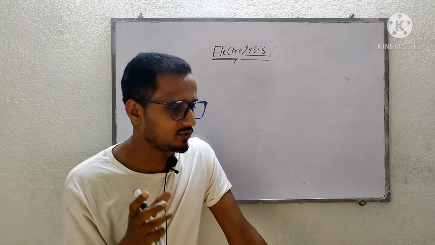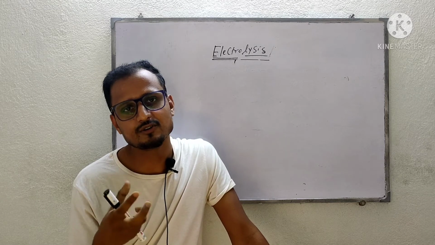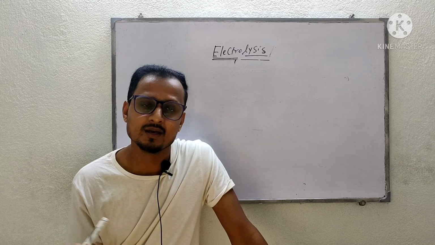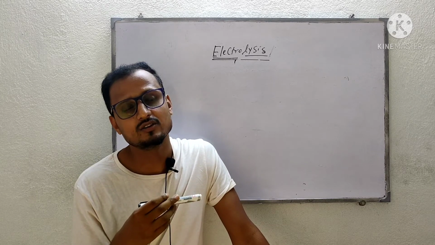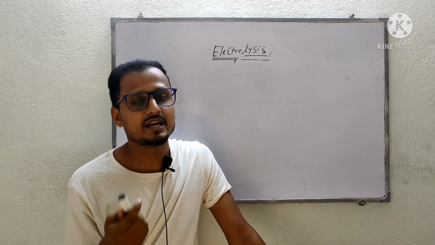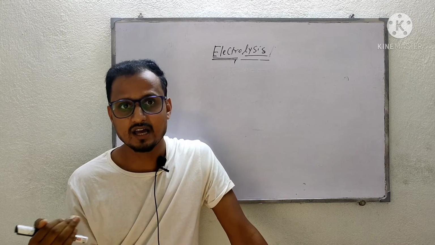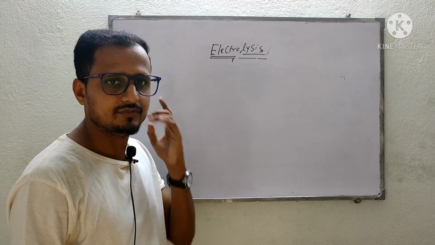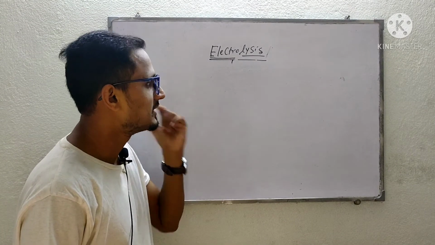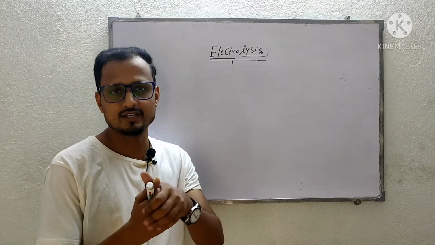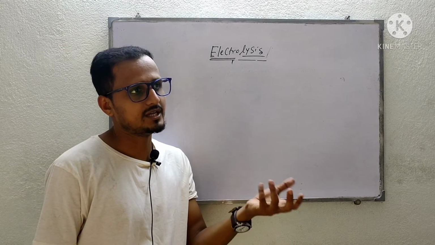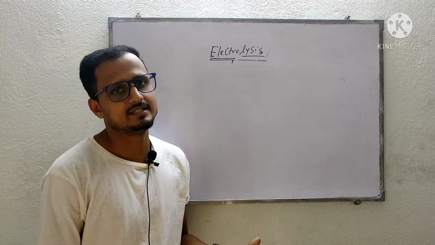Now my question is: why does solid sodium chloride not conduct electricity? We have seen that solid copper can conduct electricity, but why can solid ionic compounds not conduct electricity? Let me say why the solid form of sodium chloride or solid lead bromide does not conduct electricity.